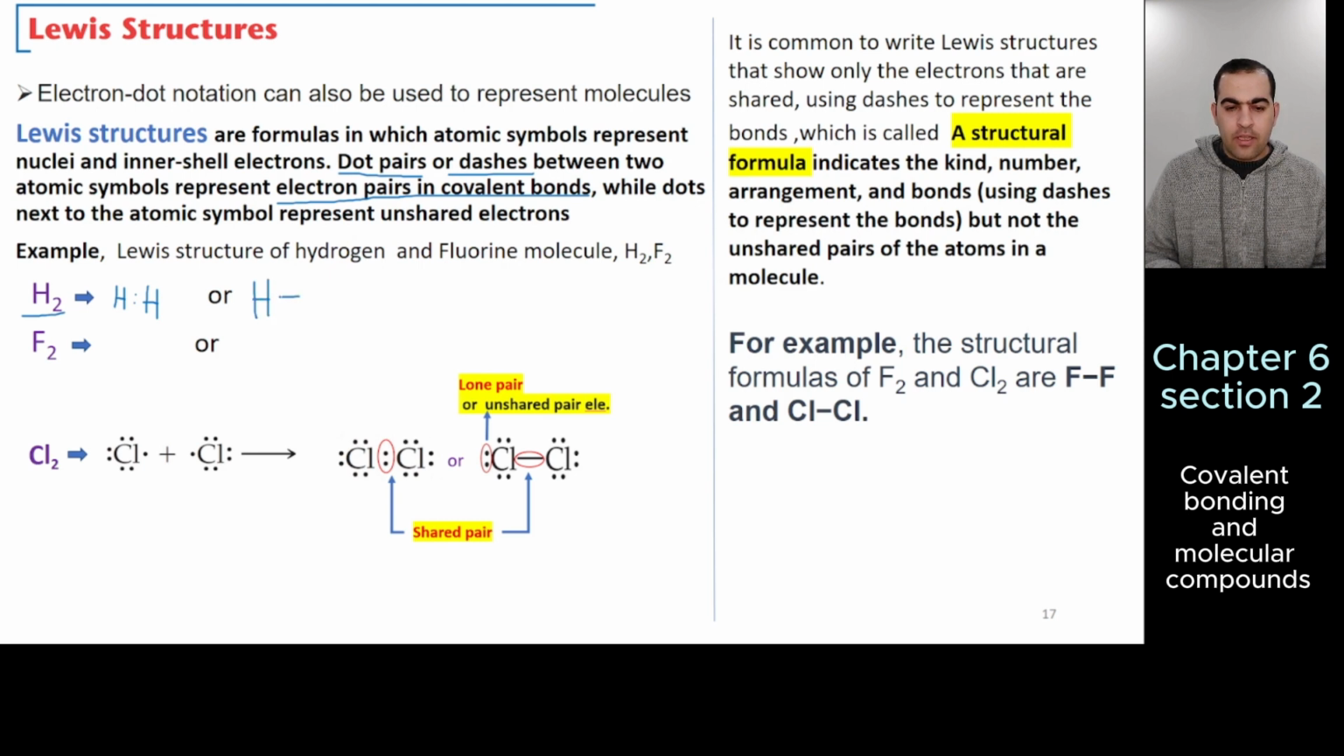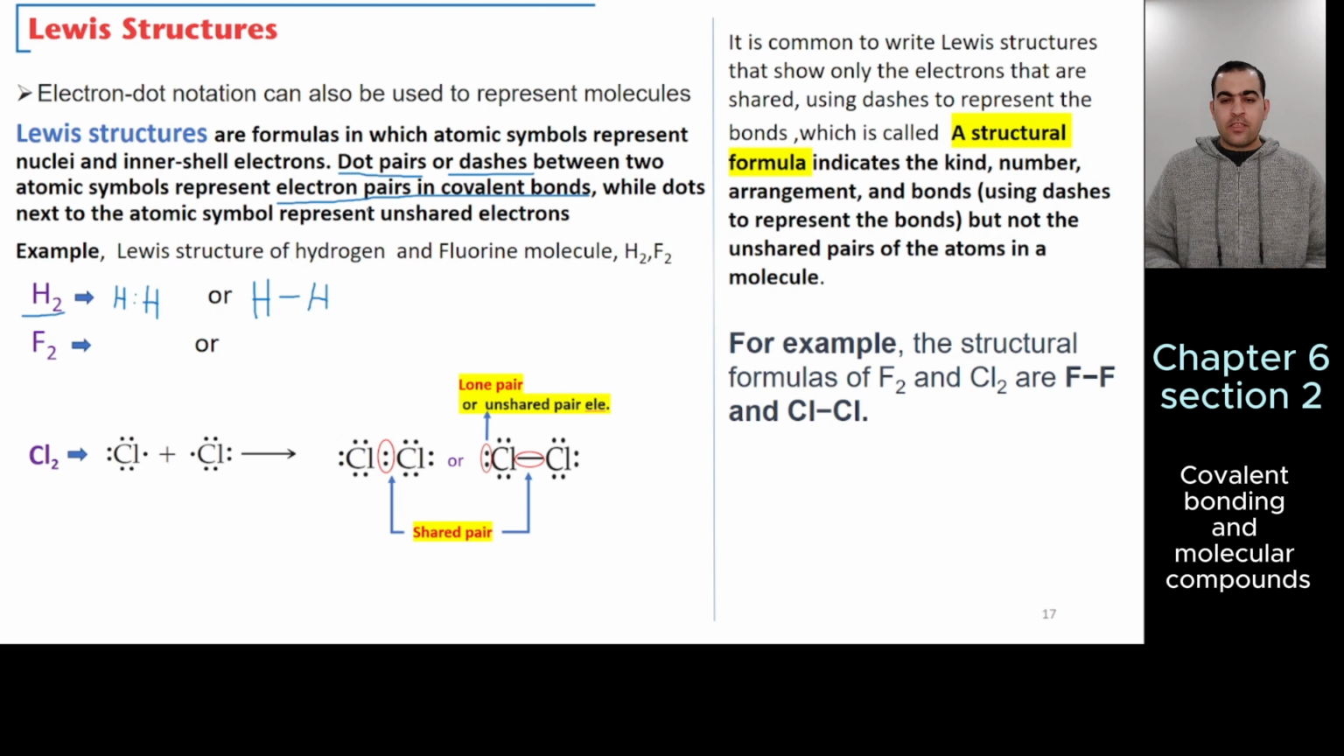H, a dash, and the other hydrogen. So this dash is the same as the dots. Instead of a pair of dots, we can write a dash. A dash represents a pair of electrons, 2 electrons that are shared between the hydrogens here.